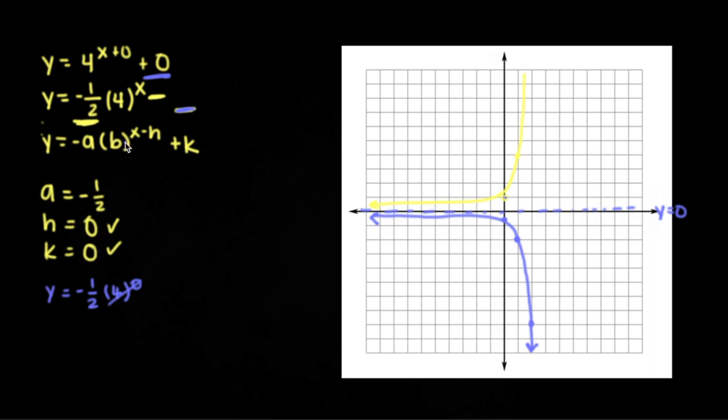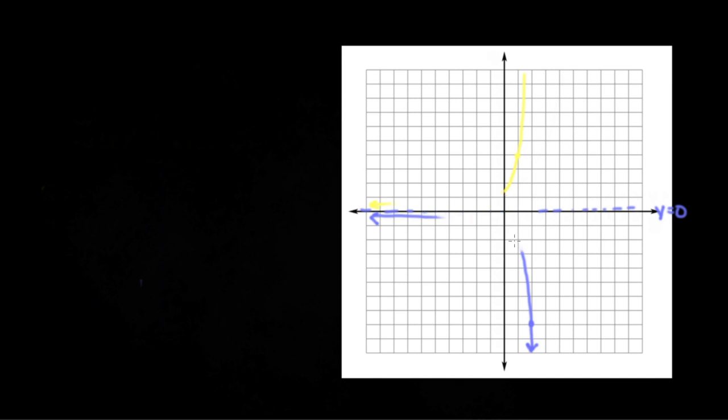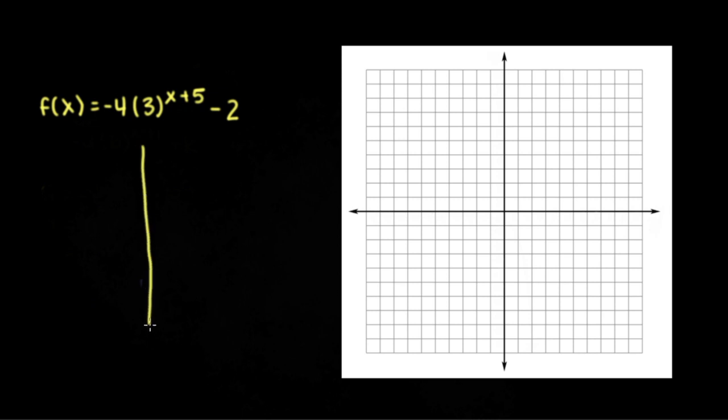Now, if we're asked to graph a more complex exponential function that has a, h, and k values other than 0 and 1, for example, something like f of x is equal to negative 4 times 3^(x+5) minus 2, it might be better to create a table of values instead of trying to conceptually graph. So here, for example, we'll create that table of values, x and f of x.